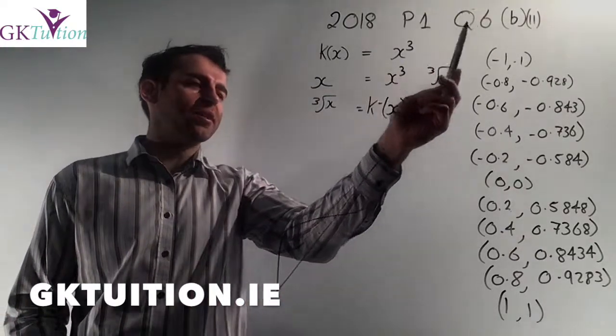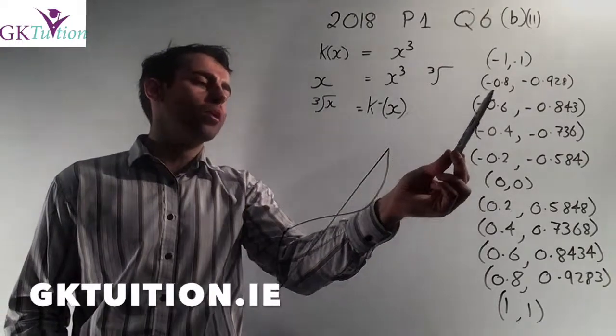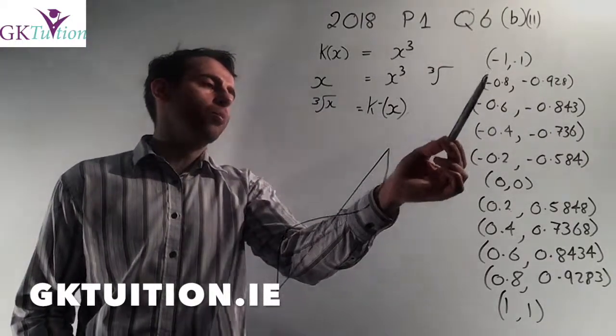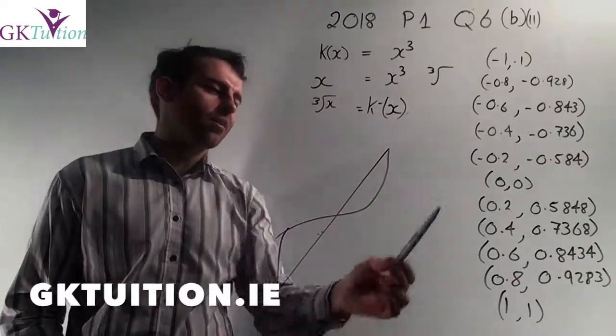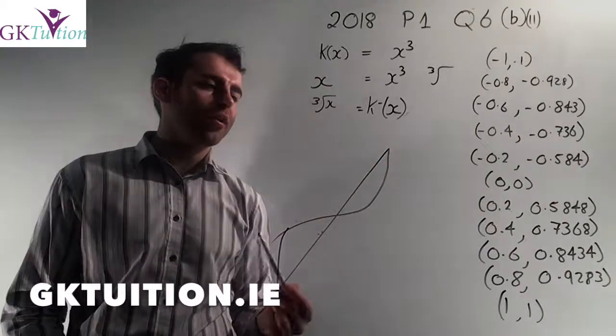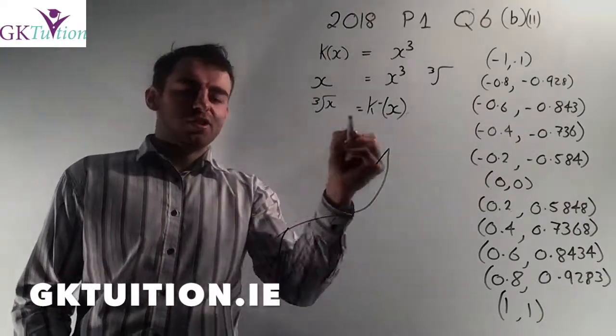So you'll notice here, that's what I've done over here. I've written out all my coordinates. If you sub in x as minus 1 the whole way up to 1, I'm going up in 0.2s. If you sub each of those into your calculator, they're your corresponding y values, and you can just draw your graph. So basically all that is you're subbing into a function.